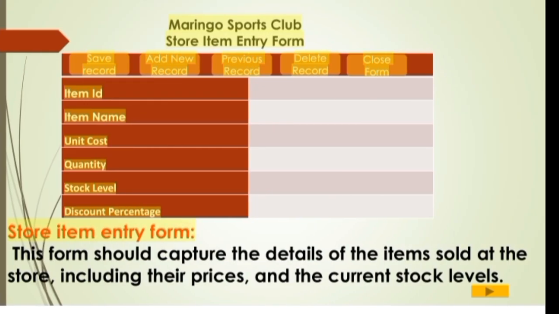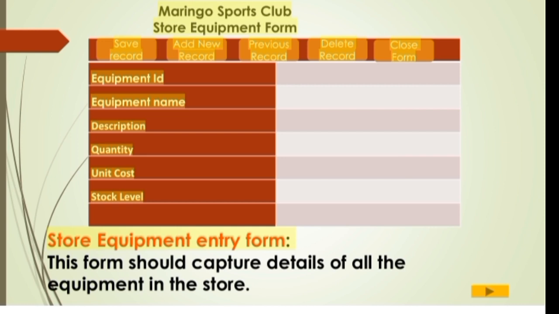Maringo Sports Club. Store Item Entry Form. Item ID, Item Name, Unit Cost, Quantity, Stock Level, Discount Percentage. Save Record, Add New Record, Previous Record, Delete Record, Close Form. Store Item Entry Form. This form should capture the details of the items sold at the store, including their prices and the current stock levels.